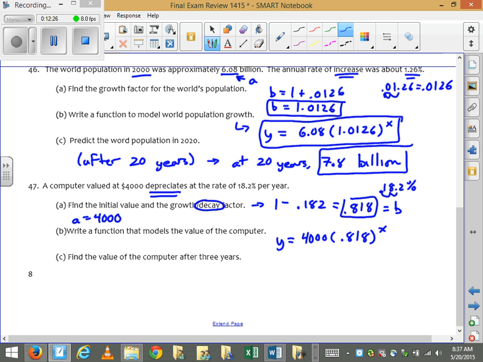So find the value after 3 years. So what we could do here, if we don't want to go to Desmos, we know that x is the number of years. So we could just do 4,000 times 0.818 raised to the third power, because x is the number of years. So grab a calculator, plug that in. What that should be is 2189. So it'll be worth about $2,200 after 3 years. The other option, go to the graphing calculator, just drag your point until it gets to 3.